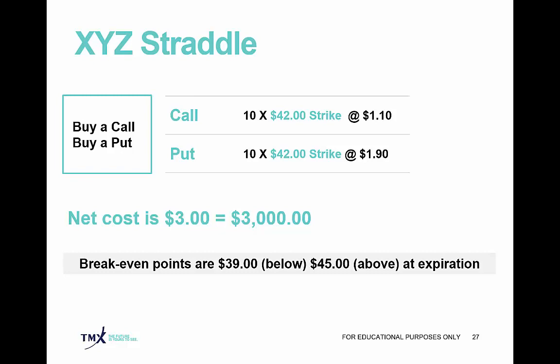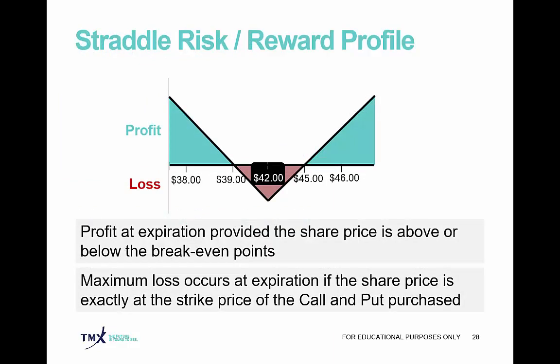Because we have to take the net cost of the combination, and in the case of the upside, we need to add it to the 42 strike call, and in the case of the downside, we need to subtract it from the 42 strike put. So what happens is we get what's referred to as a risk-reward profile.